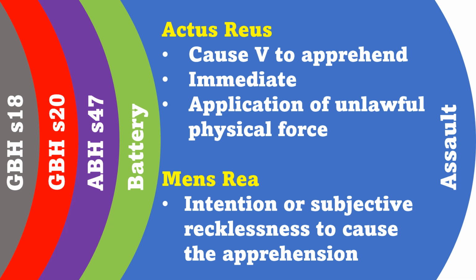So the first offence we're going to look at is assault, which as we know is a common law offence, and the sentence for this comes under section 39 of the Criminal Justice Act of 1988. Now the actus reus for this offence is to cause the victim to apprehend or be aware of immediate, which as we know is not necessarily immediate but in the near future or unpredictable time, application of unlawful physical force or violence. The mens rea for this is intention or subjective recklessness to cause this apprehension, so to make the victim apprehend immediate unlawful violence.